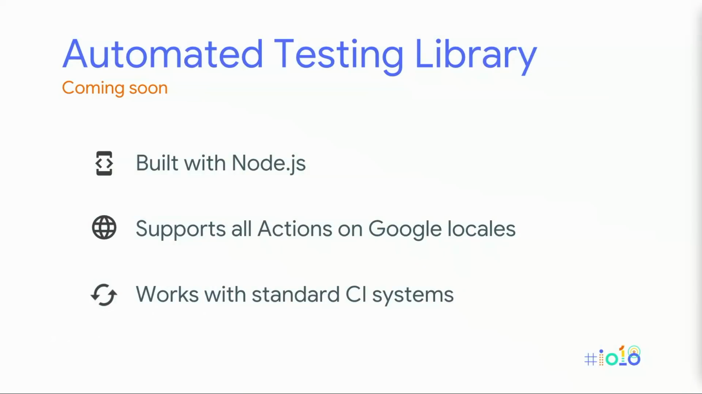So you can do this and manually test your actions every time you make a change. But as actions grow more complicated, you want to make sure that users continue to have a reliable experience. And to make this easier, we are introducing the automated testing library for actions on Google. So if you're familiar with Node.js, then you'll be familiar with using this testing library.